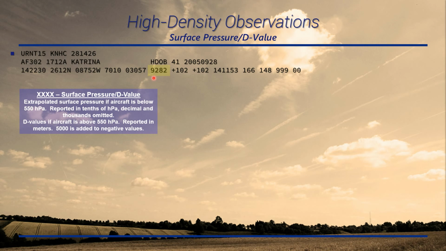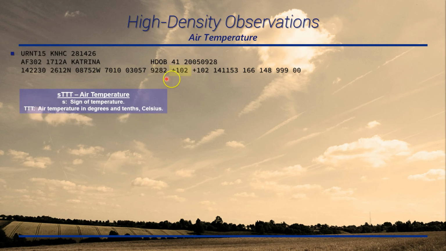Now when we're in transit, flying up above 550 hectopascal, again that means this column, the number is less than 550, then this is simply a D value, which is our deviation from standard atmosphere. It would be reported in meters, 5,000 is added for any negative values, and we'll look at that a little bit later on as well. Next column, simple enough, air temperature in tenths of a degree Celsius, so this case is plus 10.2 degrees Celsius. Next column, same thing, but for dew point, again, 10.2 degrees Celsius.